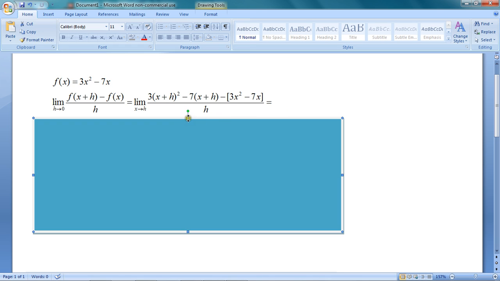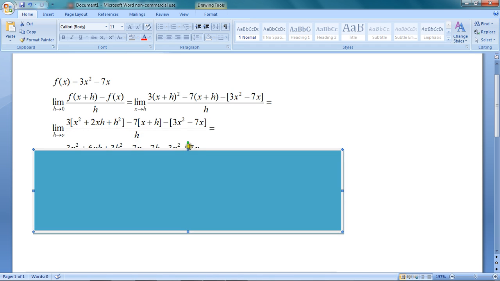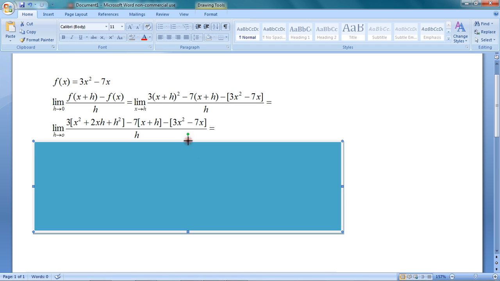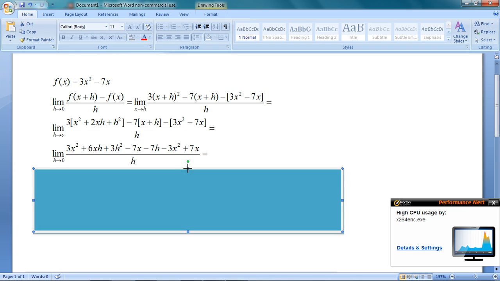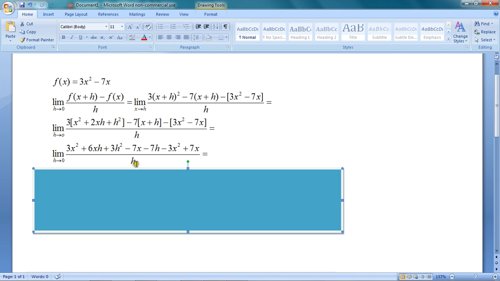Now, all I'm going to do in this next step is expand it and simplify it. So you'll see what I have here is 3 times x plus h, the quantity squared, still minus 7 times x plus h minus 3x squared minus 7x, divided by h. Now I'm going to go through and distribute. Remove all of my brackets: 3x squared plus 6xh plus 3h squared minus 7x minus 7h minus 3x squared plus 7x, divided by h.